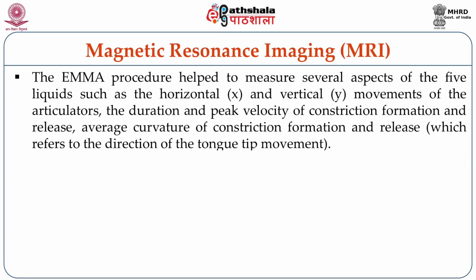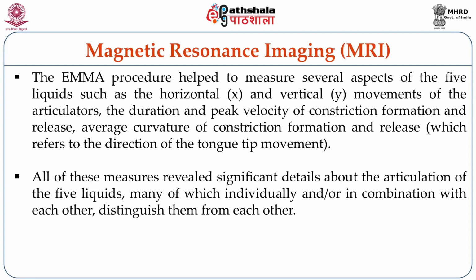The EMA procedure helped to measure several aspects of the 5 liquids, such as the horizontal and vertical movements of the articulators, the duration and peak velocity of constriction formation, the average curvature of constriction formation, and the release, which refers to the direction of the tongue tip movement. All of these measures revealed significant details about the articulation of the 5 liquids in Tamil, many of which individually and or in combinations with each other help to distinguish them from each other.